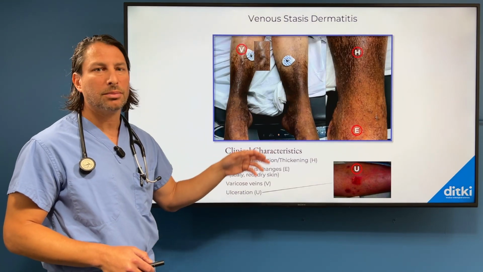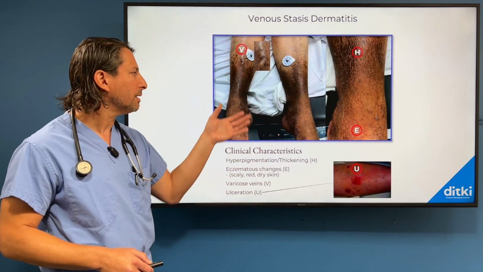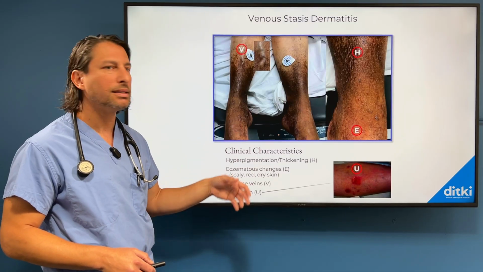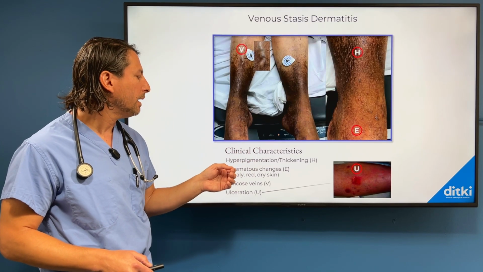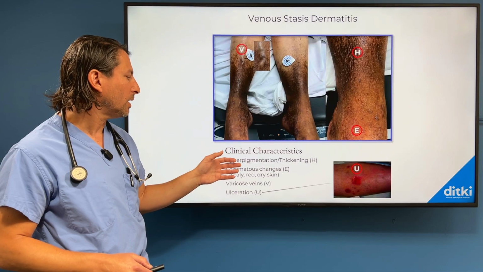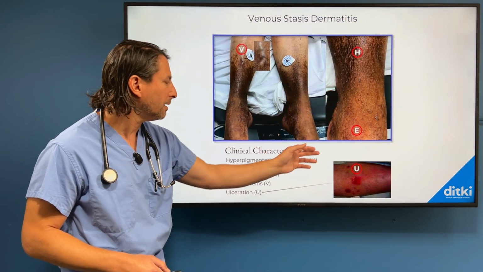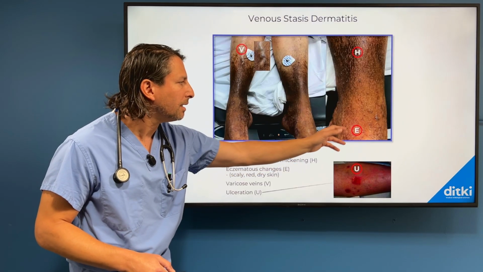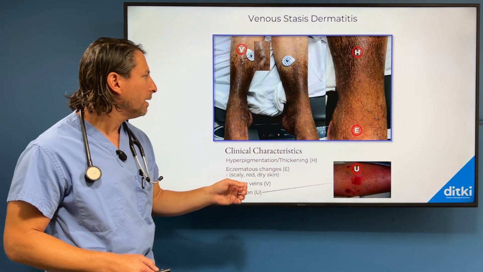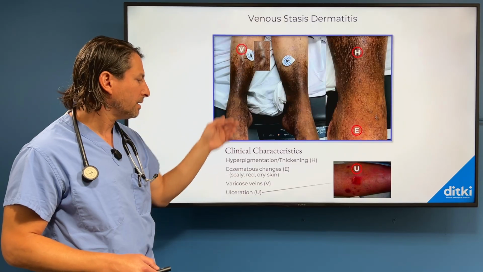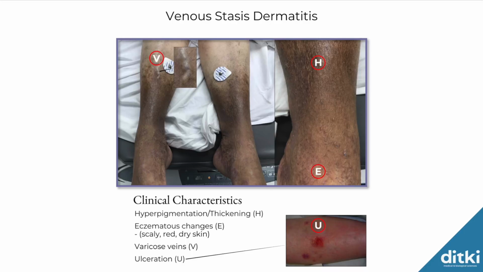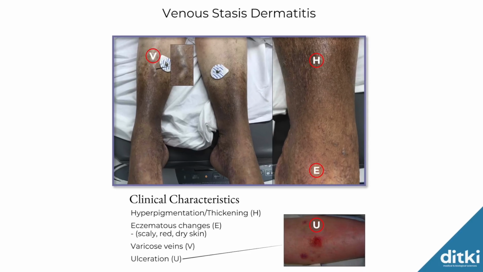Venous stasis dermatitis, so sometimes the blood pools in the legs, such as in peripheral neuropathy, and over time the skin can change. So there can be hyperpigmented, thickened skin. The skin can have eczema. We see how reddish it is here. There can be varicose veins and even venous stasis ulceration here.